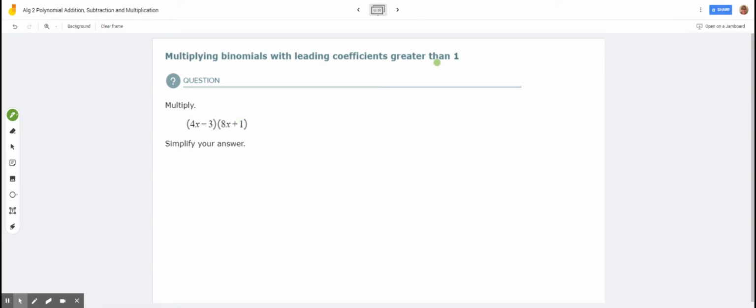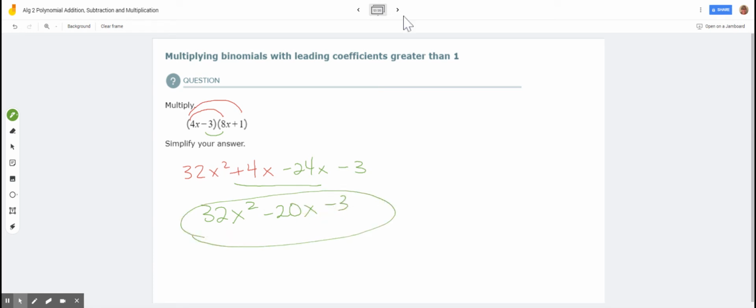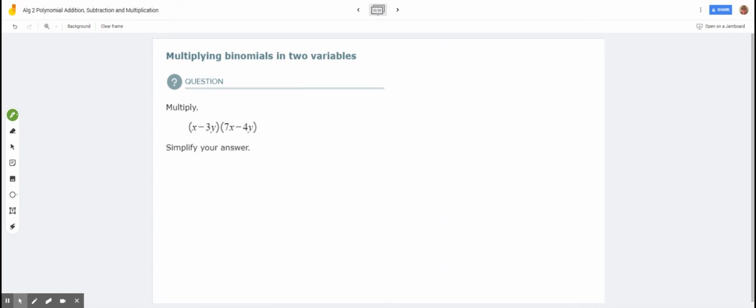Now we're multiplying binomials and they don't have a 1 in front of them. Oh no, can we do it? Yes, we can. Here we go. 4 times 8 is 32x squared. X times x is x squared. 4 times 1 is plus 4x. Okay, come here on the bottom. We're going to go negative 3 times 8 is minus 24x. 8x, right? Negative 3 times 1 is minus 3. These two are like terms. You're going to get 32x squared minus 20x minus 3. Again, I work very fast on these notes. You are welcome to stop them and try to work through the problems before me.